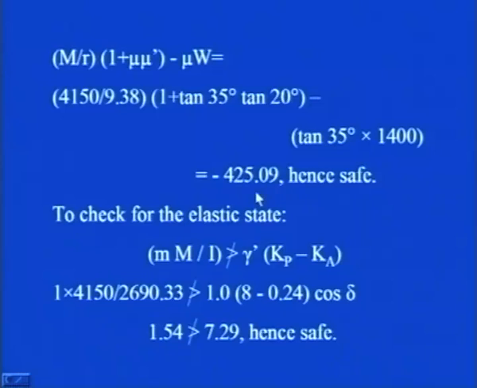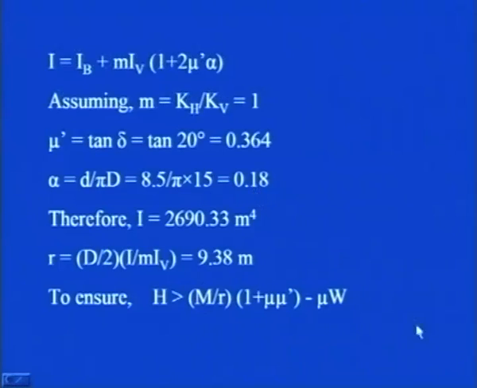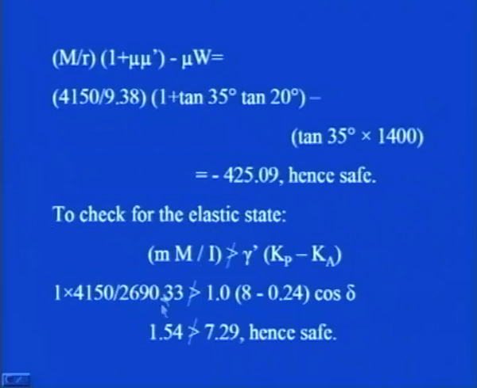425.09. So, you see this condition says that this particular quantity has to be greater than H. Since it is coming out to be negative, obviously it is more than that H value. So, therefore, this condition in step 3 has been satisfied. Hence it is safe.